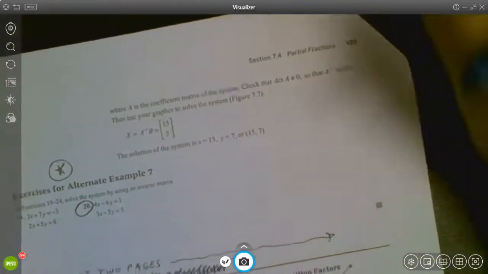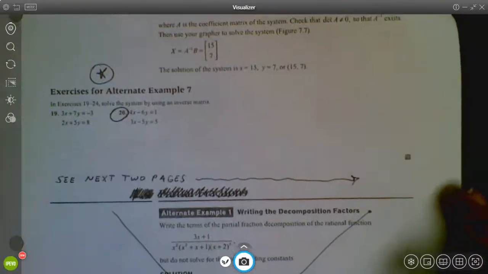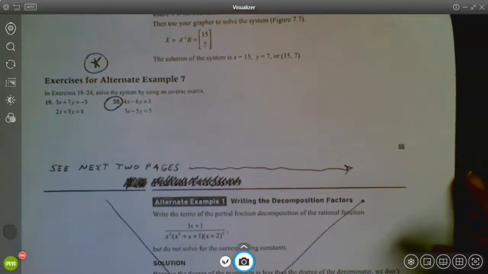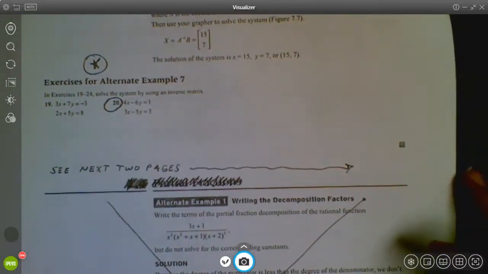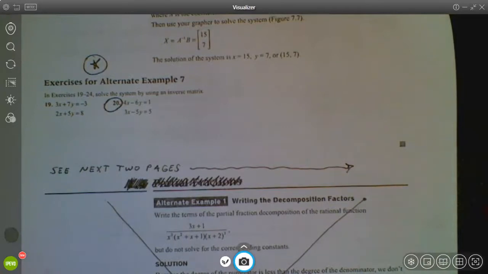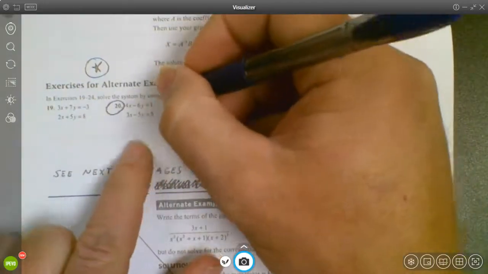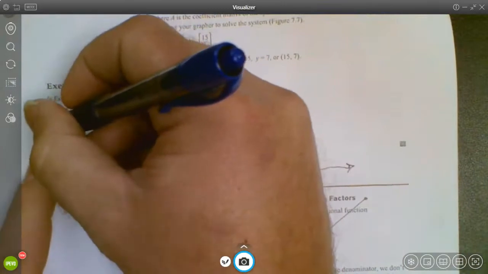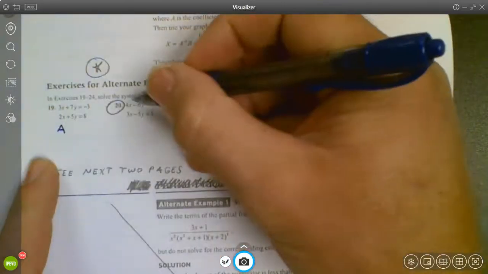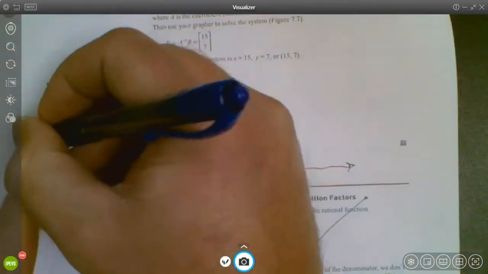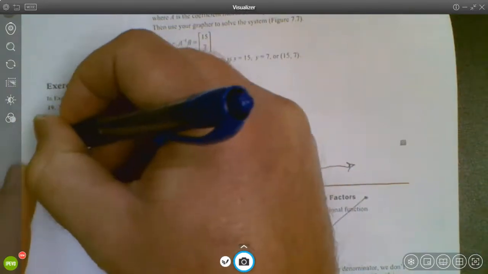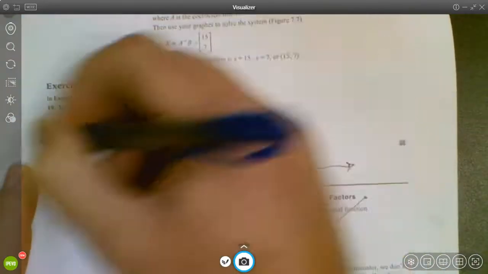If you need a practice shot at this, I'm going to do one more with you. If you feel like you don't need another one, you're welcome to skip ahead to the next example to save you some time, but I'll go through this super quick. So my matrix A is going to be the 4 coefficients: 4, negative 6, 3, negative 5.